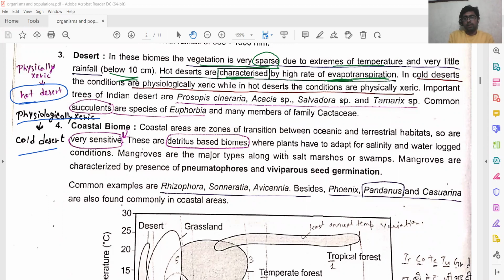Okay. Acacia is a very important plant of hot desert. Nothing more is that important as acacia. And physically xeric condition is found in hot desert, and physiologically xeric condition is found in cold desert. These two points are very important.